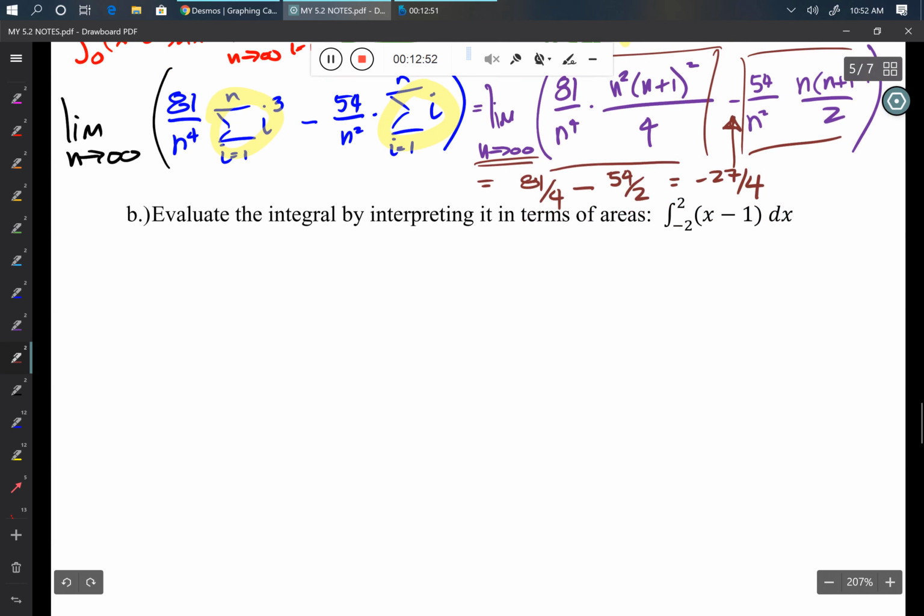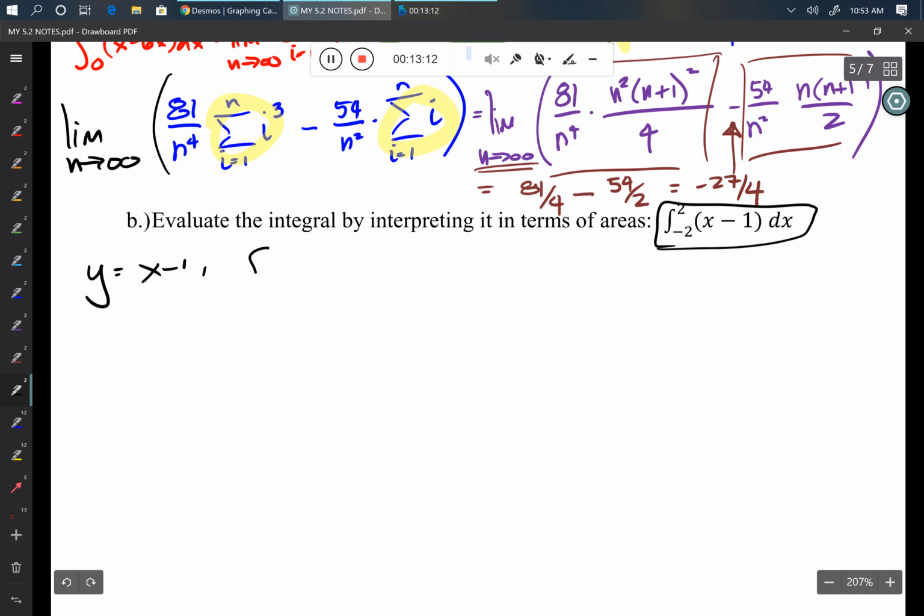It asks us to evaluate the integral by interpreting it in terms of areas. Okay. So what does it mean to interpret in terms of areas? I'm not sure, so I'm going to make a sketch of what this means. All right? So what this means is my function is y equals x minus 1, or f of x equals x minus 1. My interval is negative 2 to 2.